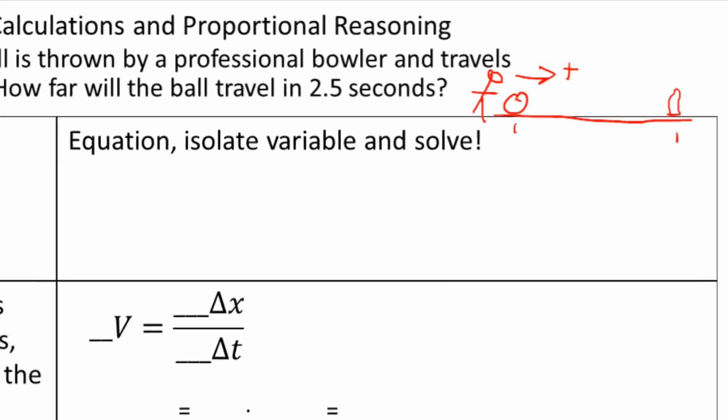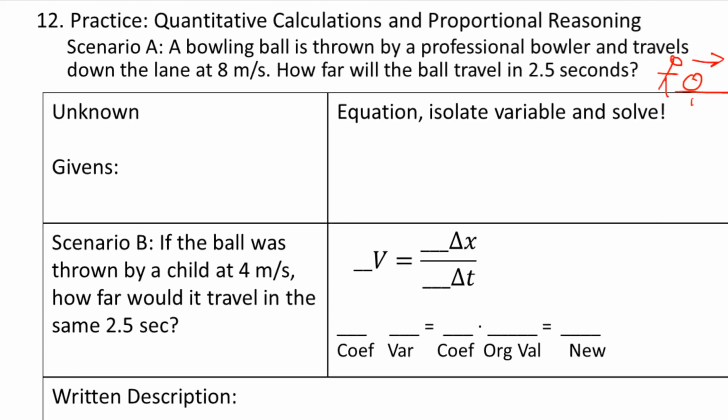What are we looking for? We want to know how far, so what we're looking for is our displacement, delta x. In the problem, what am I given? I'm given that it's thrown by a professional bowler, travels down the lane at my velocity, which is 8 meters per second. And we're going to be traveling for 2.5 seconds.